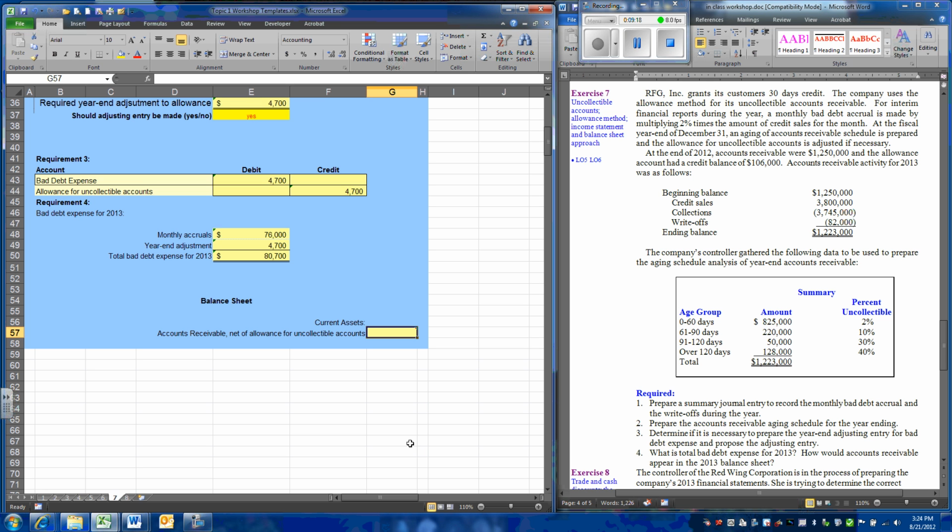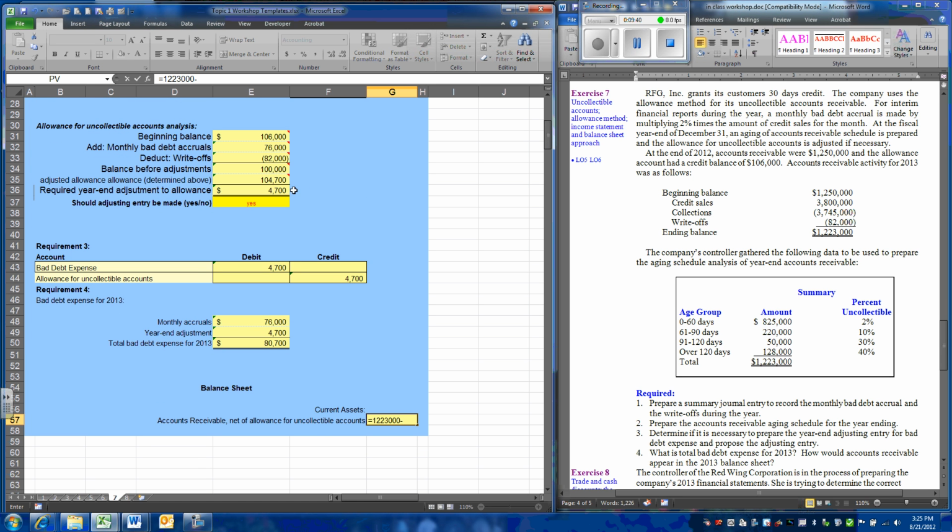Our accounts receivable balance will be the gross accounts receivable, which is 1,223,000, minus our ending balance in the allowance for doubtful accounts, which is going to be 104,700. Net realizable accounts receivable will be 1,118,200, just as it's written there.